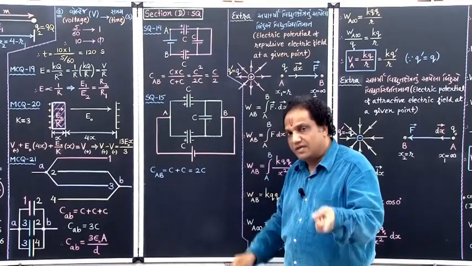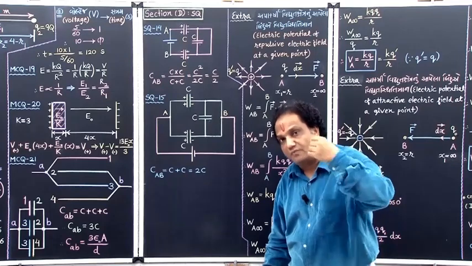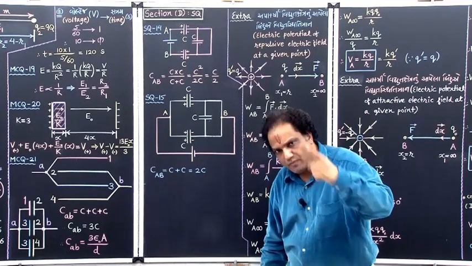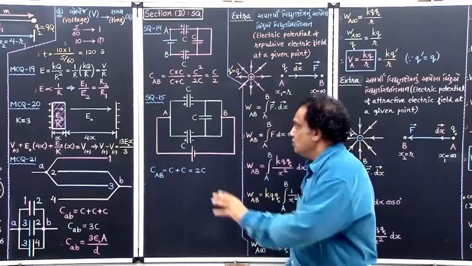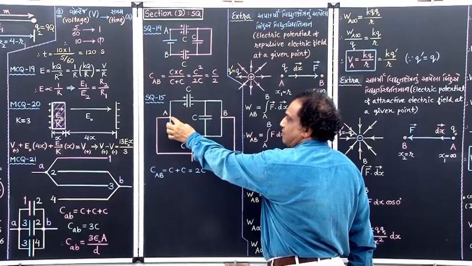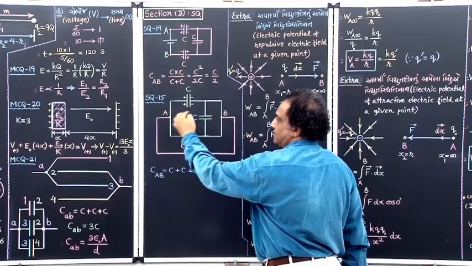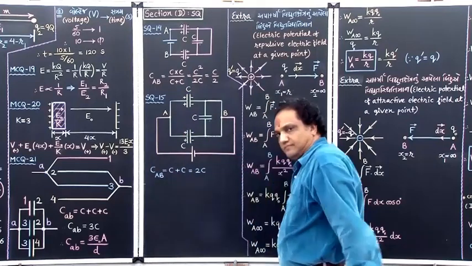I told you earlier, in any network, if any capacitor is not getting charged up, you may simply remove it, and though you remove it, it does not affect the working of the network. So, you can discard this. Once you discard this, then between points A and B, you will find these two capacitors connected in parallel.